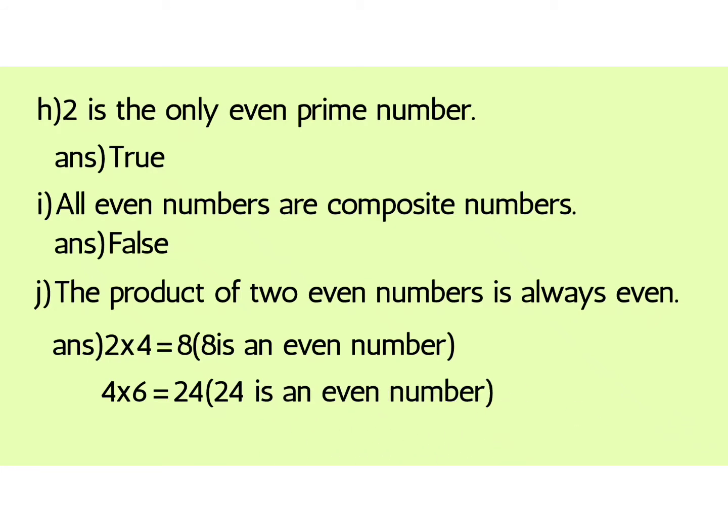Next, 4 into 6 equal to 24. 24 is an even number. So we can say the product of two even numbers is always even. This statement is true.